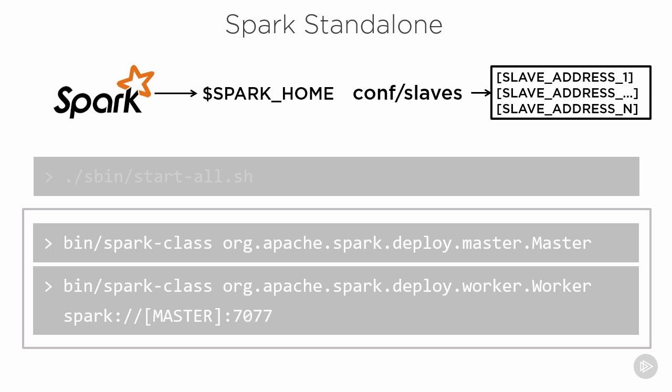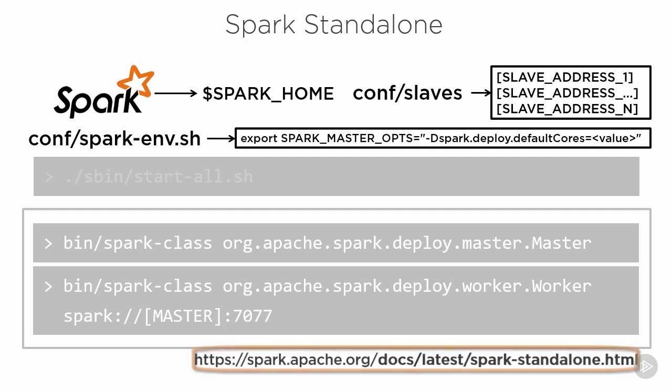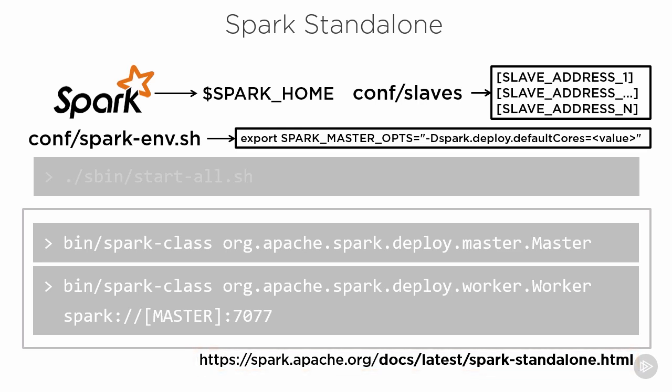Now, you may also recall from the previous section that the standalone server defaults to allocating all CPUs and all but 1 gig of memory for each submitted application. So, if you don't want to rely on each application explicitly setting its number of cores, you can change the default from all cores to a set number by adding this export statement to a spark-env file in the master's conf directory, replacing the bracket value with your specified value. And if you're looking for something more specific, you can always head over to the official documentation, which, yet again, isn't too bad on the topic.